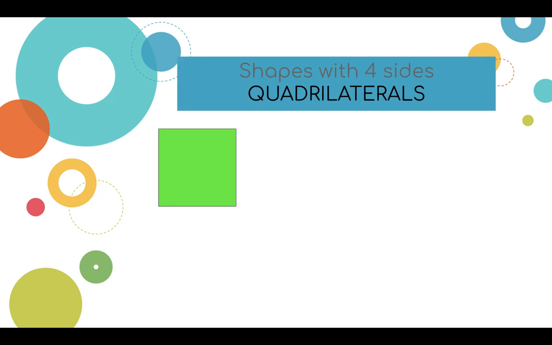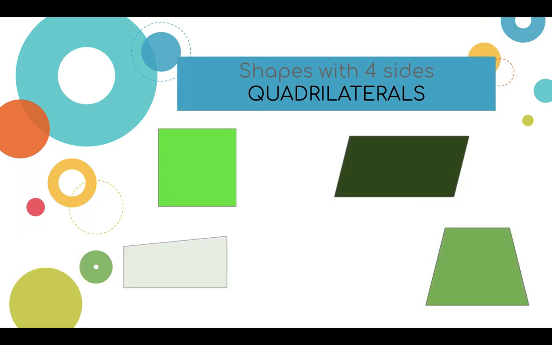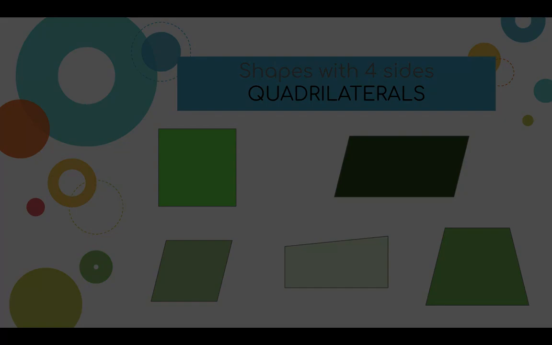Next, we have shapes with four sides, and they are called quadrilaterals. So you probably heard the word quad before, which is a motorized vehicle with four wheels, and it's called that because the word quad means four. So a quadrilateral is a shape with four sides.